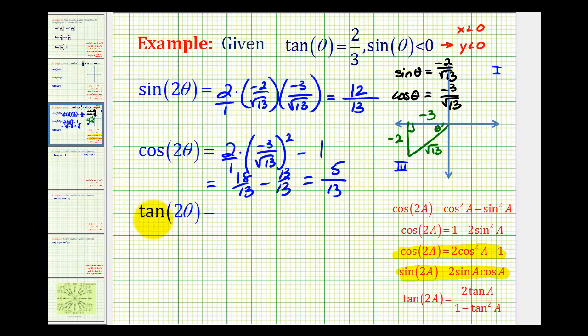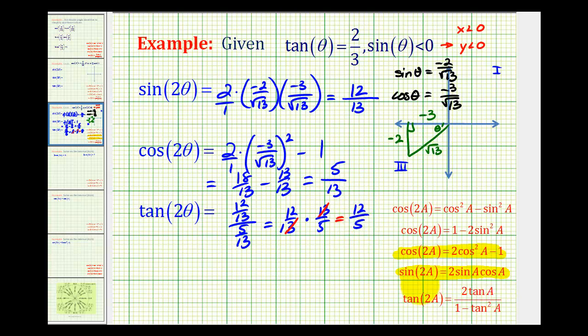Using the quotient identity, tangent theta is equal to sine theta divided by cosine theta. Tangent 2 theta would be equal to sine 2 theta divided by cosine 2 theta. So we could apply this identity here, but we can also use the quotient identity to simplify our work. This would just be 12/13 divided by 5/13, which is the same as 12/13 times the reciprocal, which is 13/5. The 13s simplify out, and we're left with 12/5 for tangent 2 theta.